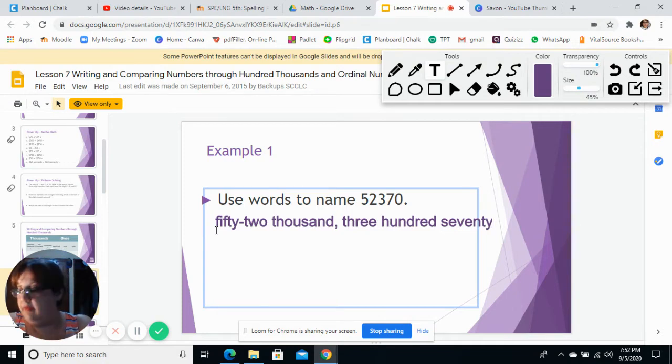Okay, that's how we're going to write that out. Now, if this number had a dollar sign in front of it, then we would add the word dollars at the end. Okay, so let's practice that. If we have this number, 27,000, there's our comma, we would read this $27,050.